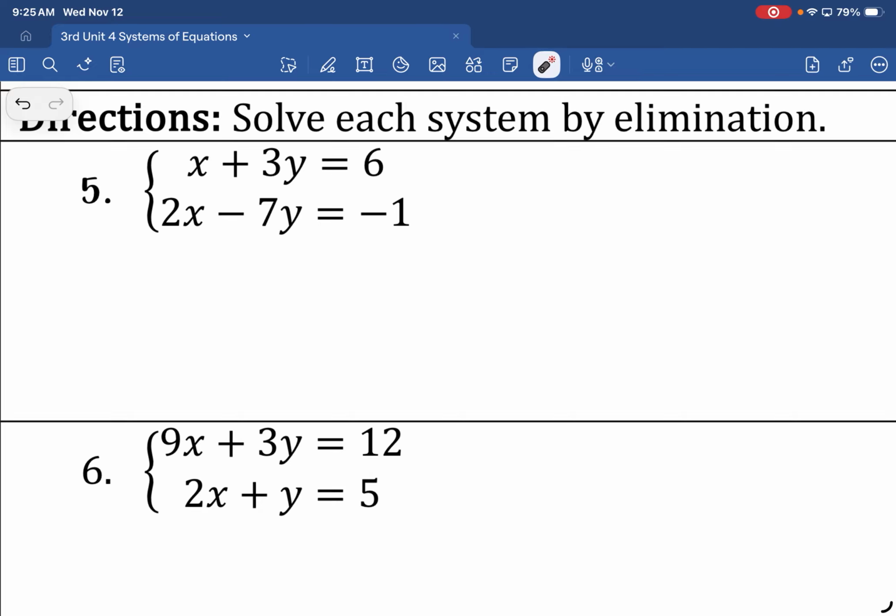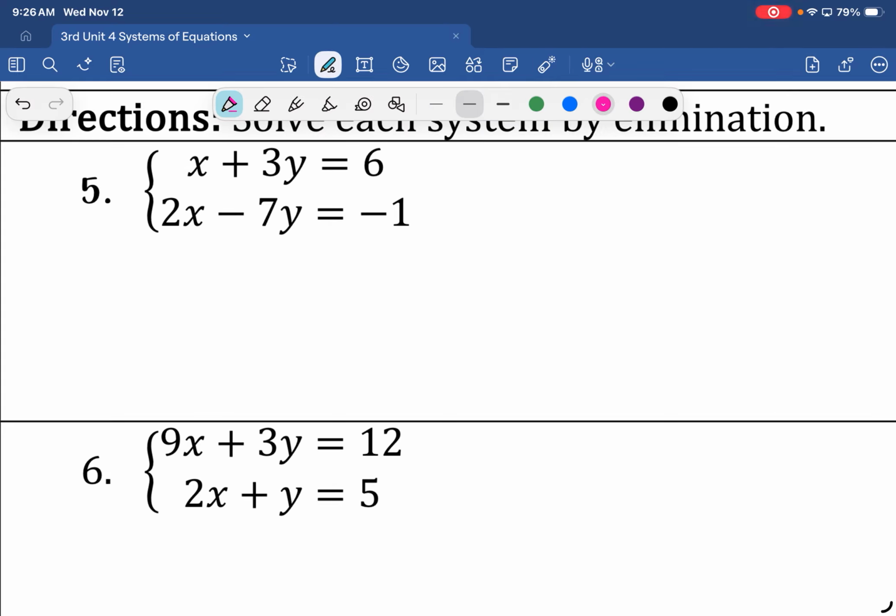Would it be easier to make the X's match or the Y's match? X's. What would I need to multiply the top equation by to make it match the coefficients on the bottom? 2. Then we're just going to multiply everything in that equation by 2. So 2 times X is 2x, 2 times 3Y is 6y, 2 times 6 equals 12. Okay, you have to make sure it still stays lined up.